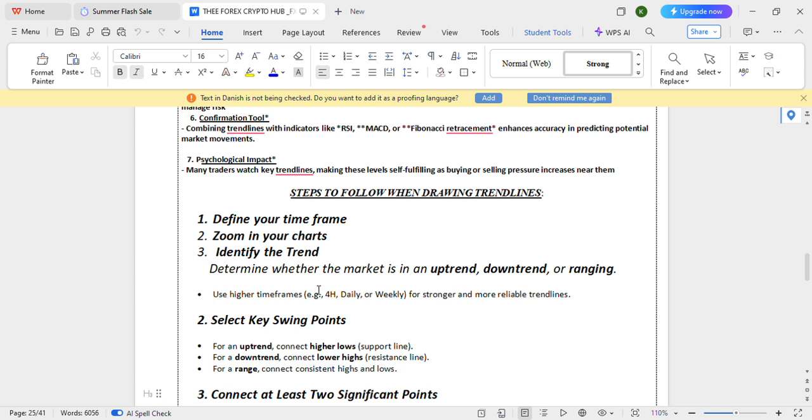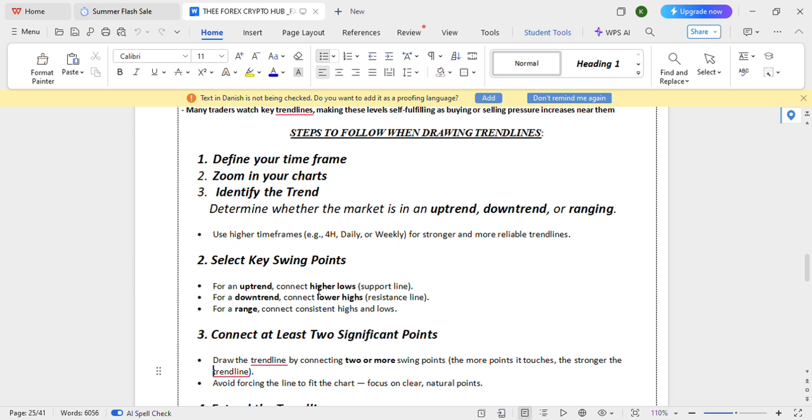Number two, zoom in your charts. So you zoom in your charts so that you can clearly see the charts. Number three is identify the trend. Identifying the market trend is where you define whether the market is in an uptrend, downtrend, or in a range, or what we call a consolidation.